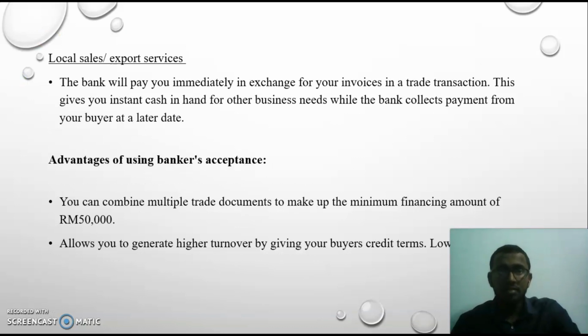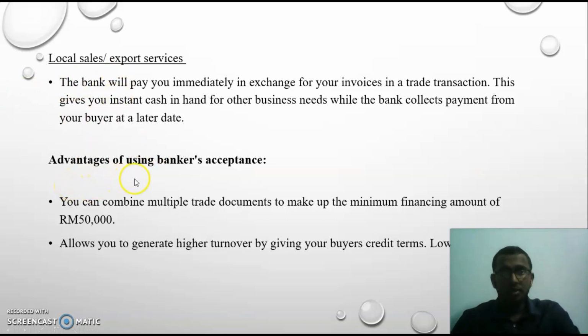I'm going to explain about local sales or export services. The bank will pay you immediately in exchange for your invoices in the trade transaction. This gives you instant cash in hand for other business needs while the bank collects payment from your buyer at a later date. Advantages of using banker's acceptance for local sales and export services.